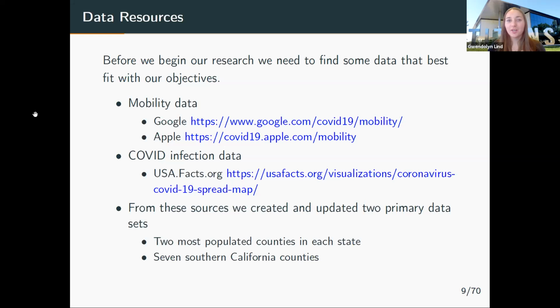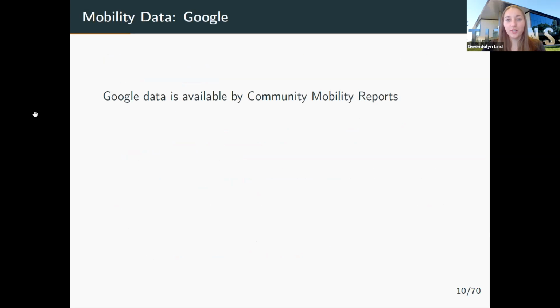In these next slides, I'll be going more deeply into explaining these three sources and how they work. First, Google data. Google data is available by community mobility reports. These reports aim to provide insights into what has changed in response to the policies.